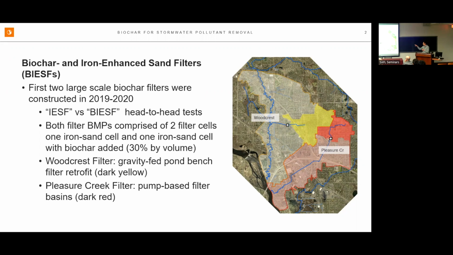The Woodcrest filter shown there, the yellow is the drainage. I know some people like maps. And we did a Pleasure Creek filter. The Pleasure Creek filter was a pumped filter.